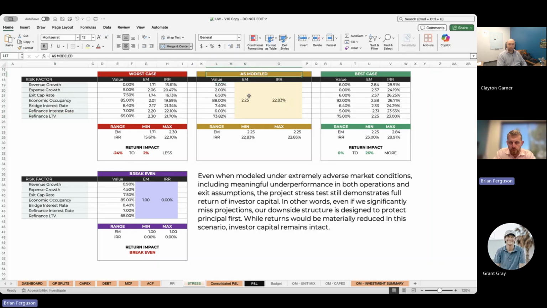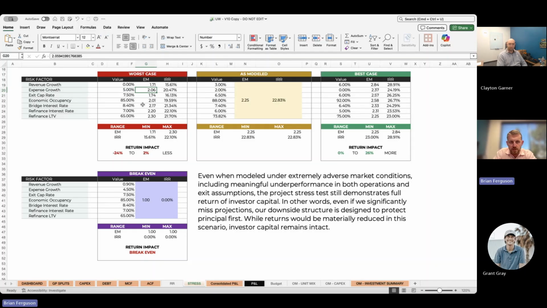So we'll walk through this scenario here. The as modeled on the deal, and this was for the 70-30 split on this section of the Grove offering, was coming in at a 2.25 equity multiple and a 22.83% IRR. If you come over here to our worst case scenario, if we saw zero revenue growth the entire hold period, it would drop your projections to a 1.71, 15.61 IRR. And then you can see if expense growth went from 2% as modeled here to 5%, you can see what it drops it to, and so on and so on.